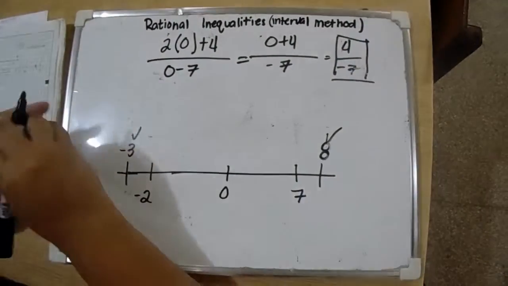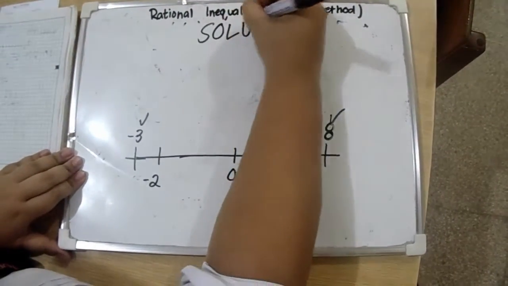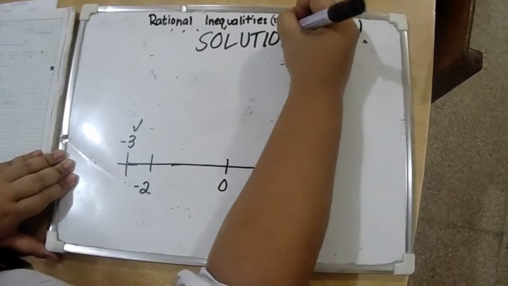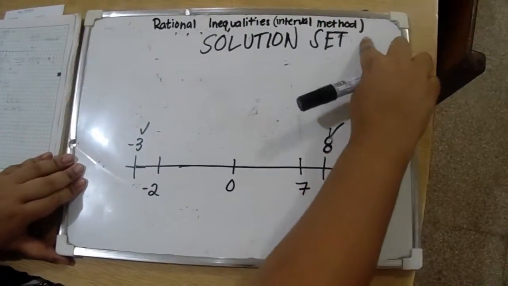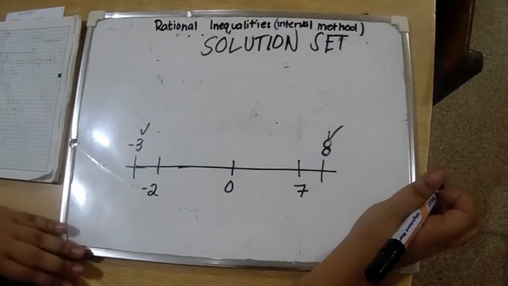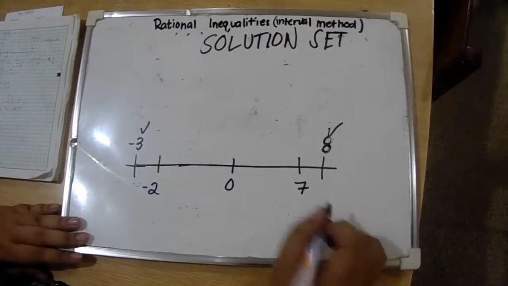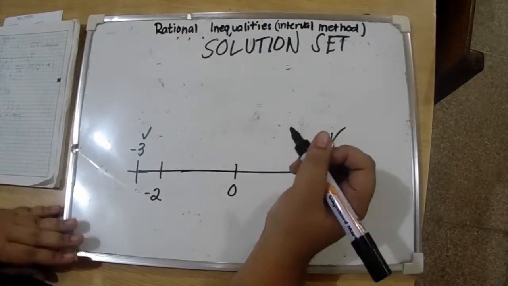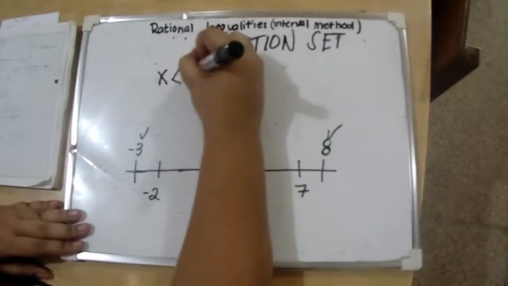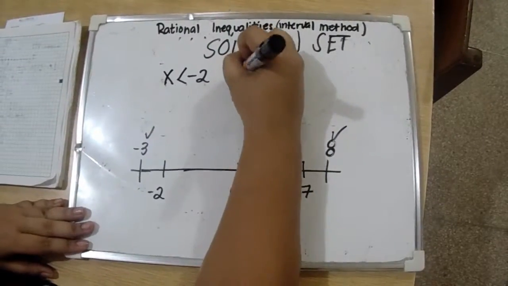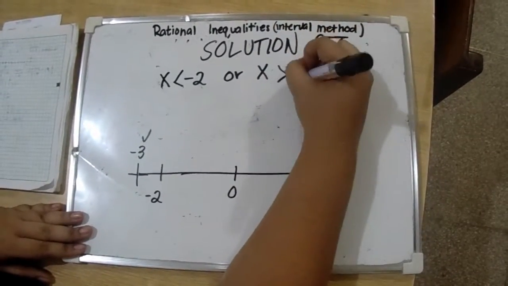So, in the solution set, we are going to base our answers on the intervals in the number line. So it means that x is less than negative 2 or x is greater than 7.